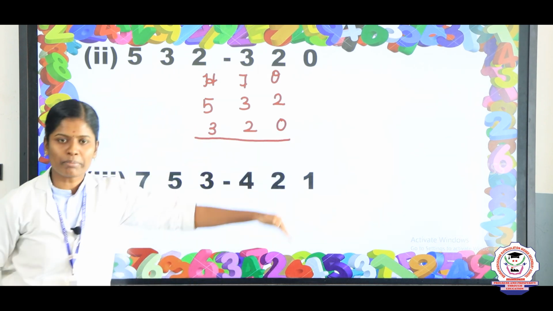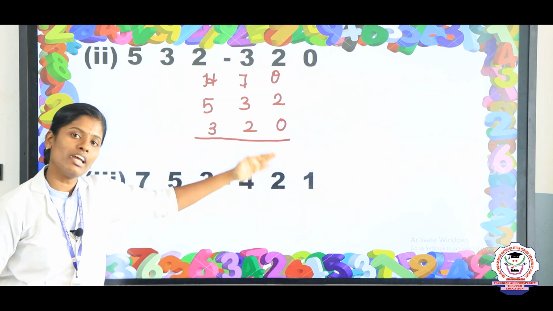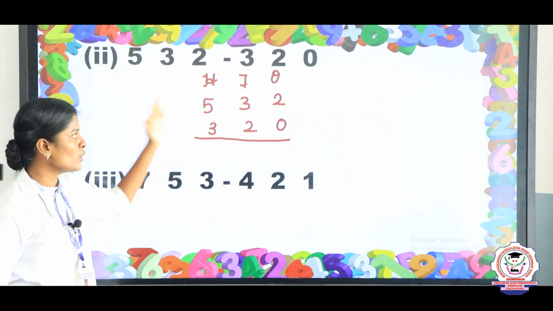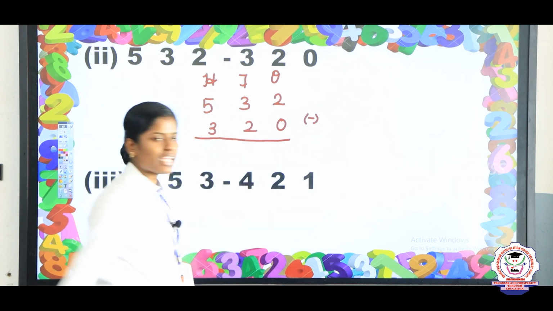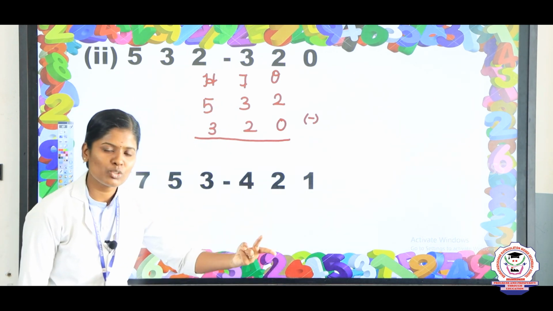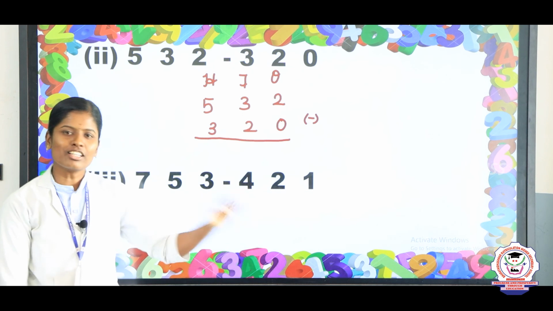Now we are going to subtract this. While subtracting, first we will take the ones place value, then the tens place value, and then the hundreds place value. So take 2 minus 0. What is the answer? 2 minus 0, the answer is 2.